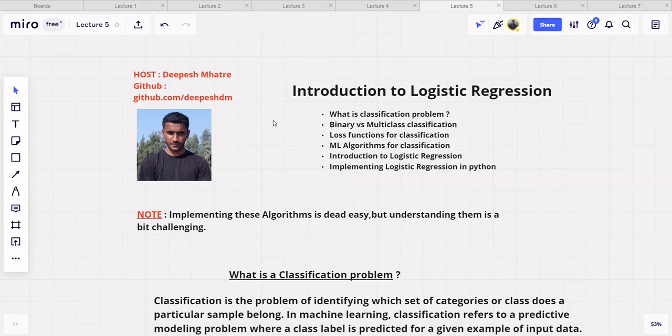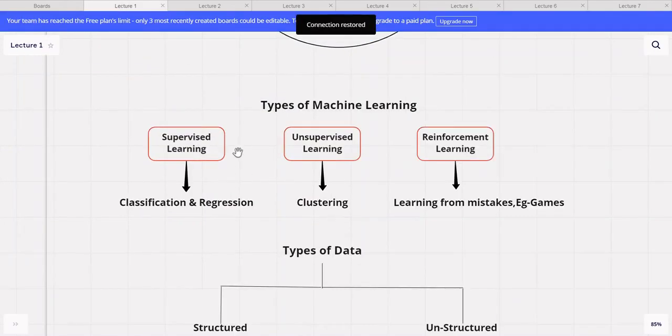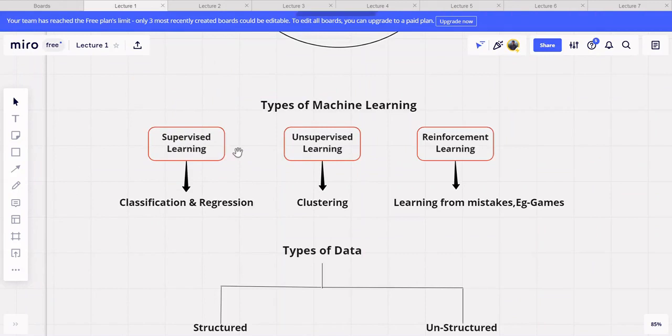Okay, so as in our first lecture I told you, there are basically three types of machine learning. First is supervised machine learning, second is unsupervised machine learning, and the third is reinforcement learning. In supervised machine learning, there are basically two types of problems that we can solve. The first is classification, and the second is regression.